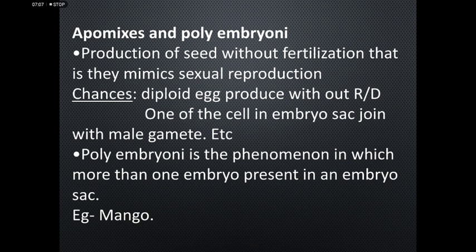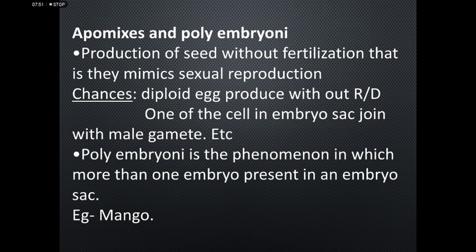Then next one is polyembryony. Polyembryony is the phenomenon in which more than one embryo is present in an embryo sac. Here we know that normally there is one embryo present in an embryo sac. While if we consider the case of human, there are twins, maybe fraternal or identical, like the same sometimes present in plants. That condition is called polyembryony. That means more than one embryo present in plants.